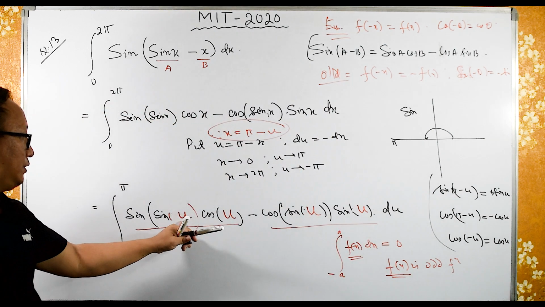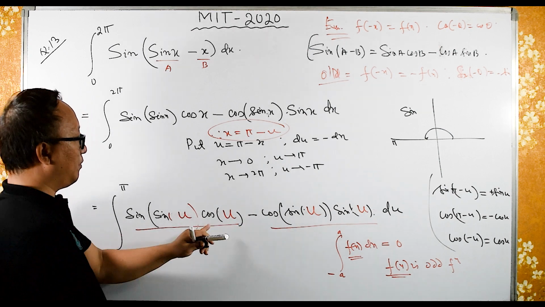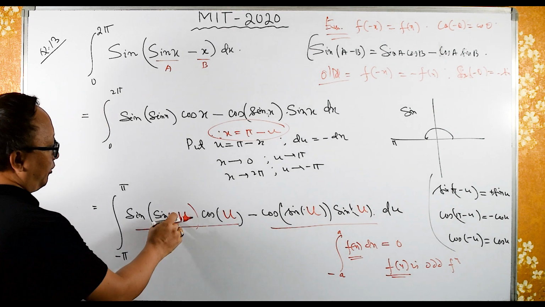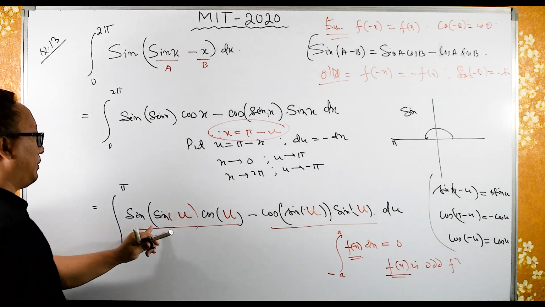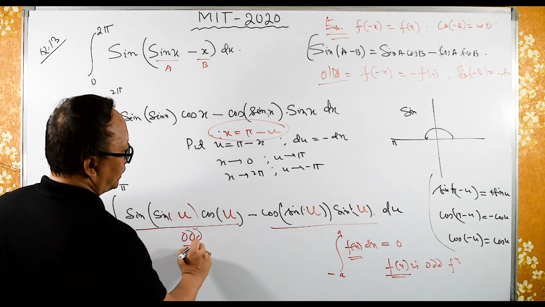You substitute minus u instead of u. Here cos of minus u will be cos of u, which doesn't affect anything. What about here? Here the minus comes outside, since sine of minus theta is minus sine theta. Therefore this is also an odd function.